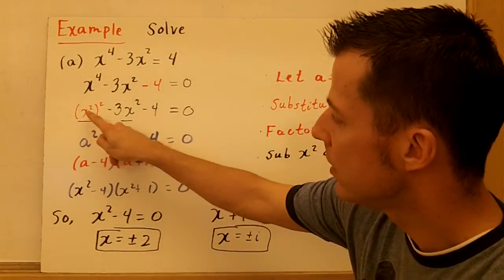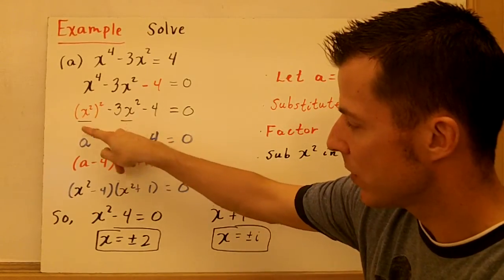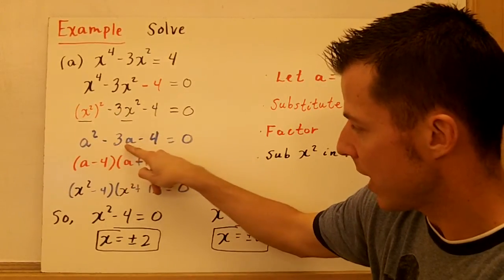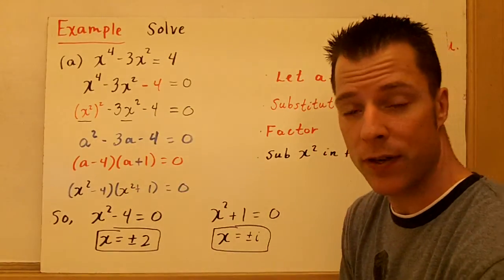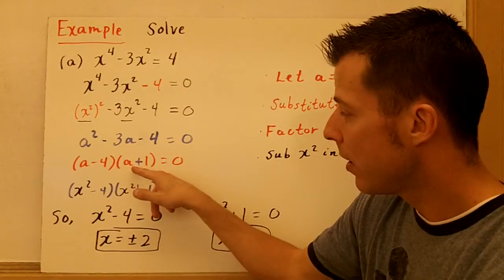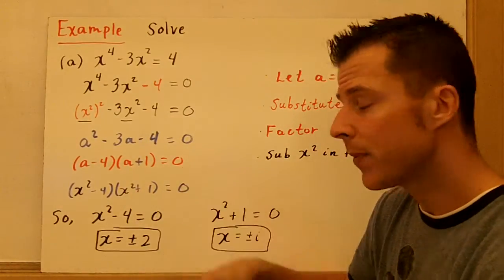So a is going to be x squared. So instead of writing x squared, we have a. X squared is a, but a to the second power is just a squared, minus 3a minus 4. Now, that's a quadratic function. I know how to factor that, and I can factor that into a minus 4 times the quantity a plus 1. That's equal to 0.